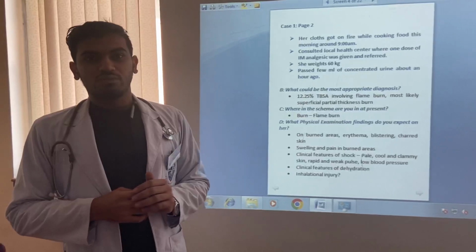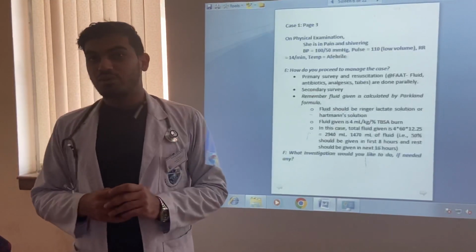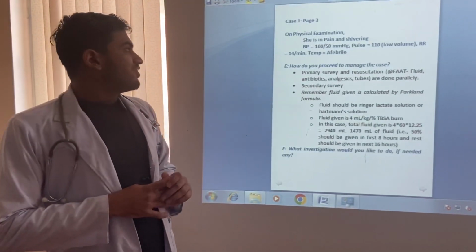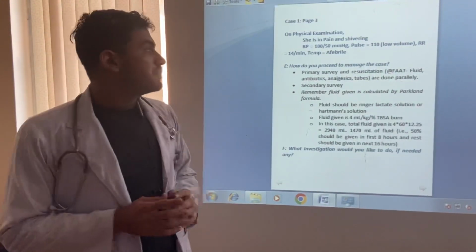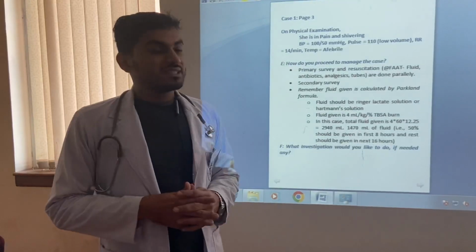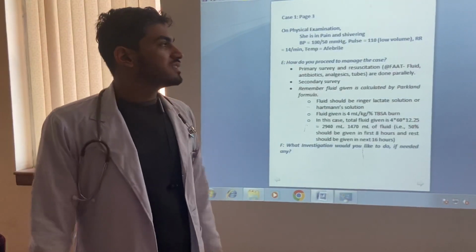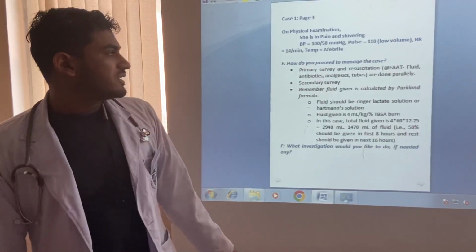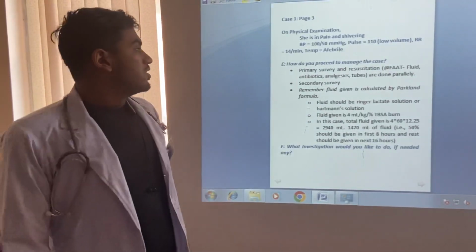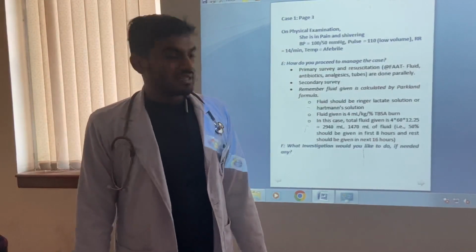So we have to rule out that also in any kind of burn. For other information, on physical examination, she is in pain and shivering, and the blood pressure is 100 by 50 mm of Hg, the pulse is 110, the respiratory rate is 14, and the patient is afebrile. So how do we proceed to manage this case?